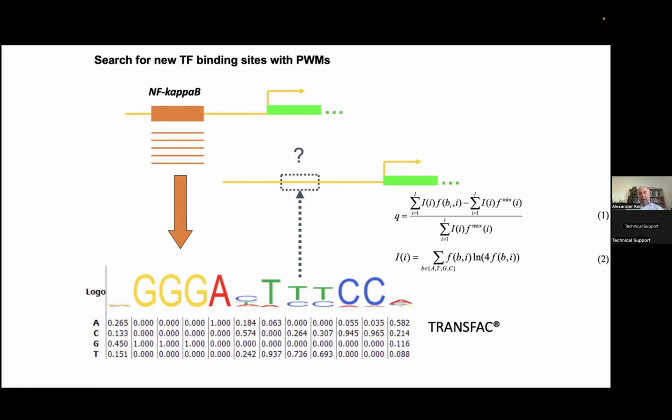Once we build such a model, the positional weight matrix, we can apply it, and there are tools associated with TRANSFAC. One of the tools I will talk about today is the Match tool, and I will show again how to use it in different organisms, in different genomes. Basically, this tool takes the matrix and scans it through the given nucleotide sequence of a new promoter or new genome, and it calculates in each position a score, which means how well this nucleotide sequence fits that consensus, that model. If this score is higher than a given threshold, then we claim this site as a binding site for the transcription factor.